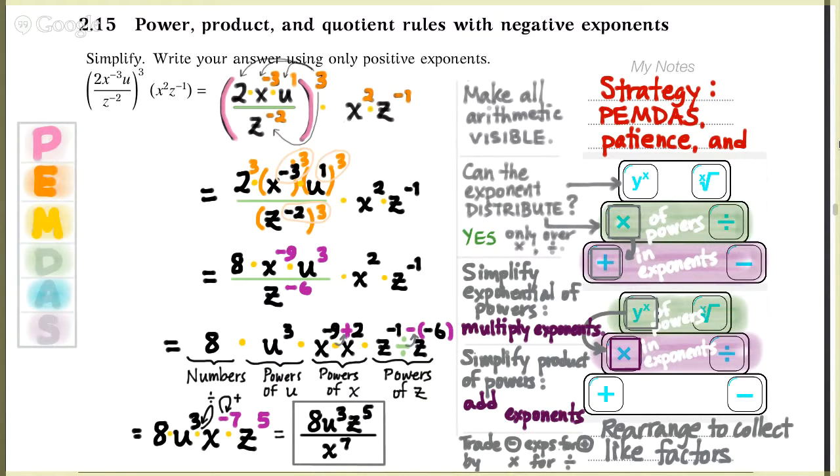Instead of multiplying the powers of x, we added the exponents on the x, which gave us negative 7 powers of x in total. Instead of dividing the powers of z, we could instead subtract the exponents on those powers, giving us negative 1 minus negative 6, which is positive 5, total powers of z. Finally, all we had to do was rewrite that expression by swapping out negative exponents for positive, and doing so, trading out multiplication for division, which had the effect of moving that negative 7 powers of x, which were in the numerator, down to positive 7 powers of x in the denominator.